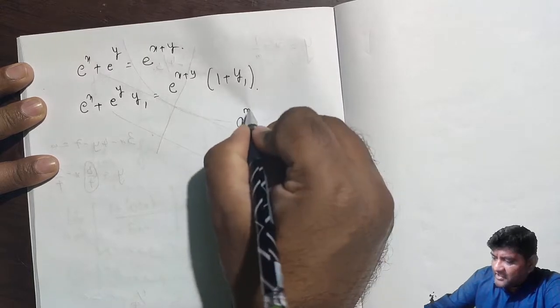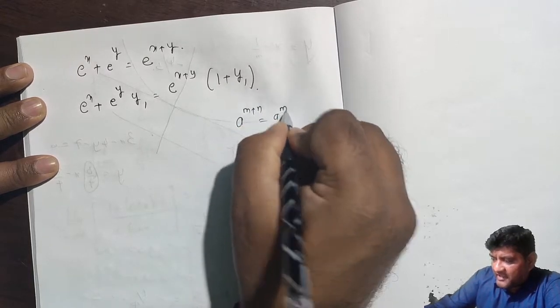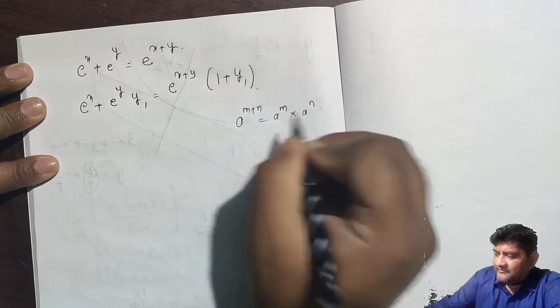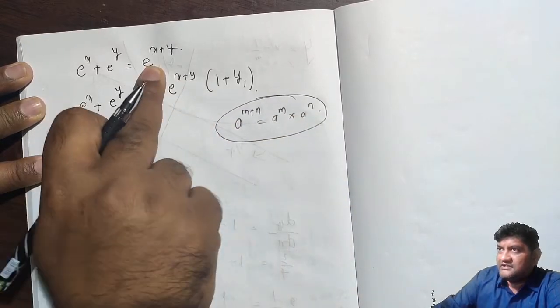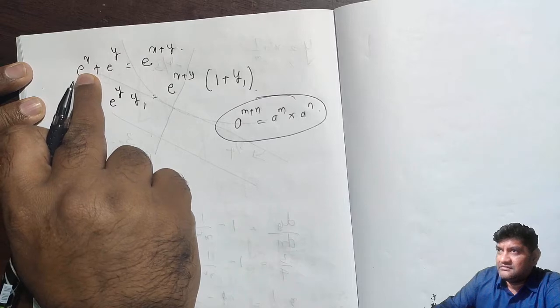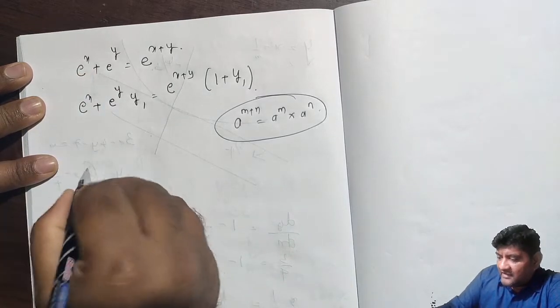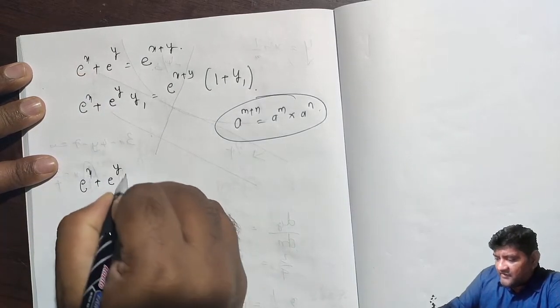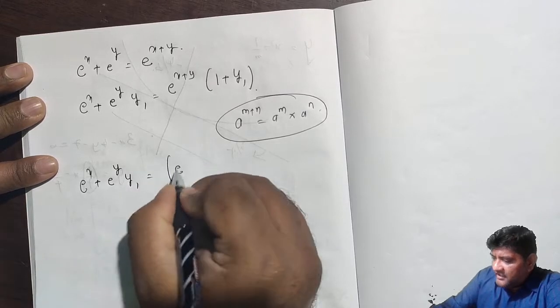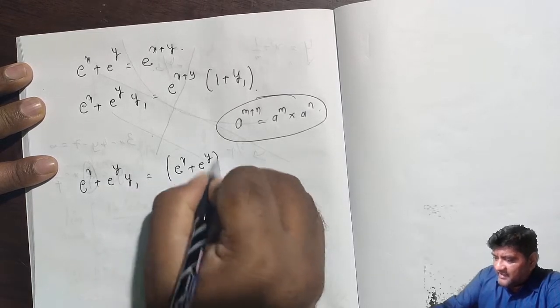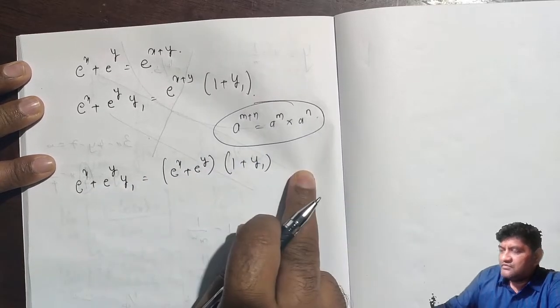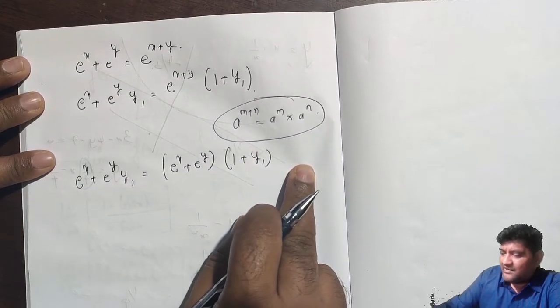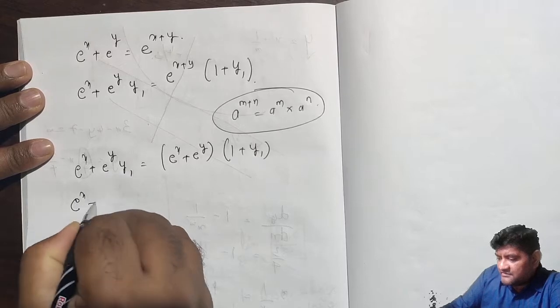We have a to the power of m plus n is equal to a to the power of m into a to the power of n. But in this specific question, he has told this is equal to that. And therefore, you will have e to the power of x plus e to the power of y, y1 as equal to e to the power of x plus e to the power of y into 1 plus y1. After you simplify this, you will end up with the required solution.